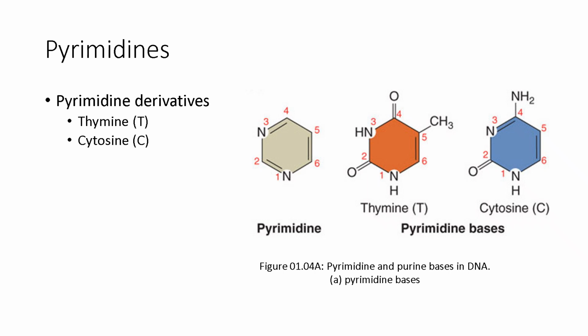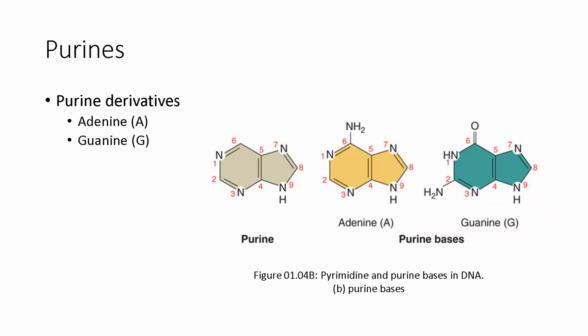In RNA, uracil replaces thymine. These single-ring molecules pair specifically with purines in the double helix: cytosine with guanine and thymine, or uracil, with adenine. The purines in nucleic acids are adenine and guanine.